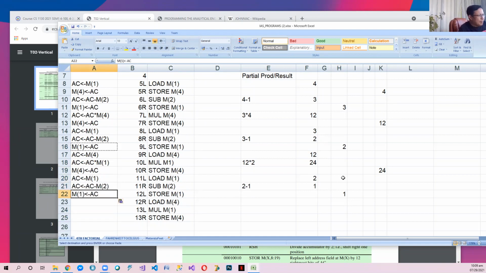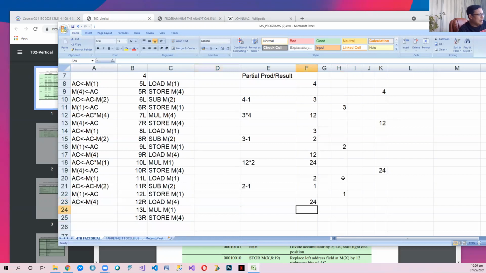Okay? Load M of 4. AC receives M of 4. Do you follow? All data transfer will always involve AC, unless otherwise specified, like load MQ. Load M of 4. So AC receives M of 4. What is M of 4? It's 24. So this is now 24.